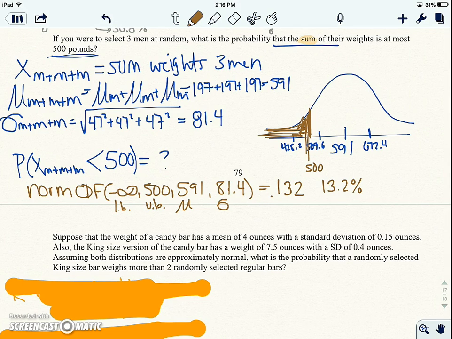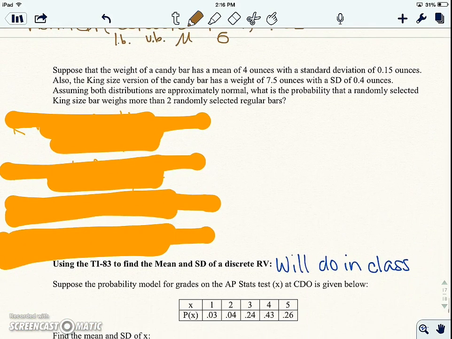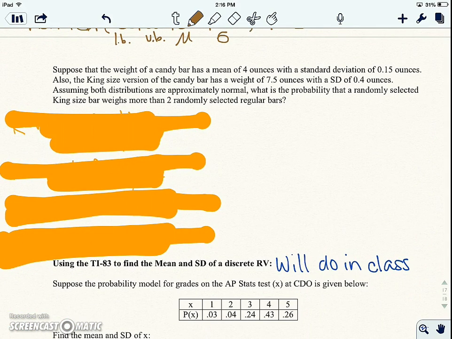Let's try another example. Suppose that the weight of a candy bar has a mean of 4 ounces with a standard deviation of 0.15. Also, the king size version of the candy bar has a weight of 7.5 ounces with a standard deviation of 0.4 ounces. Assuming both distributions are approximately normal, we talked about that, what is the probability that a randomly selected king size bar weighs more than 2 randomly selected regular bars?